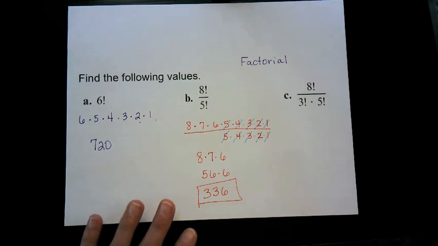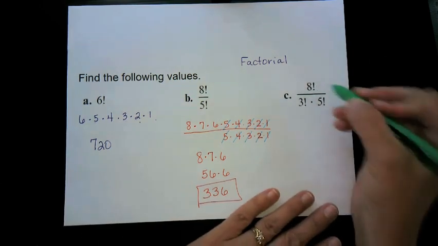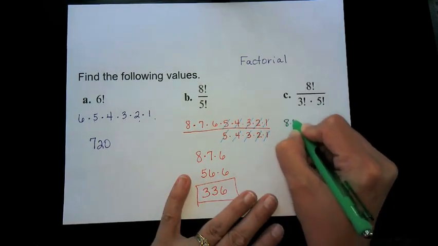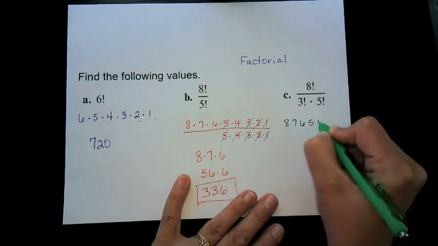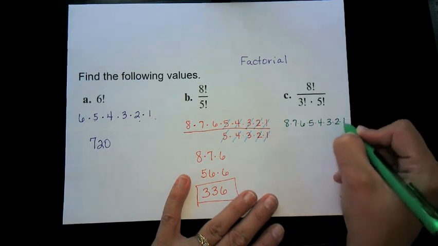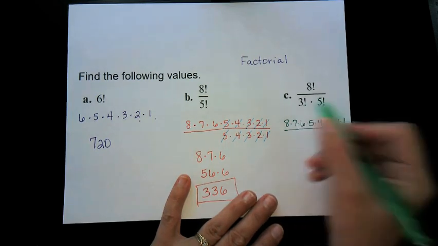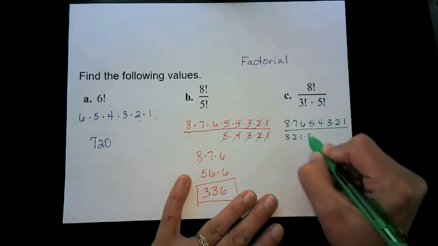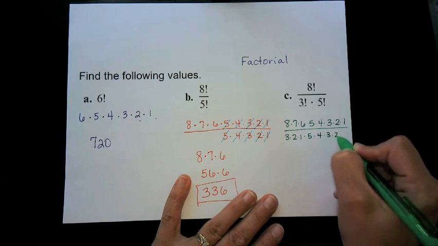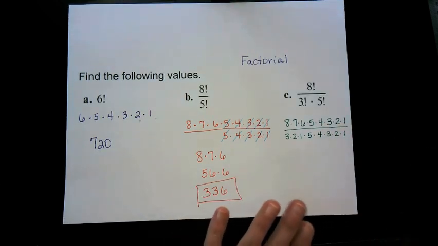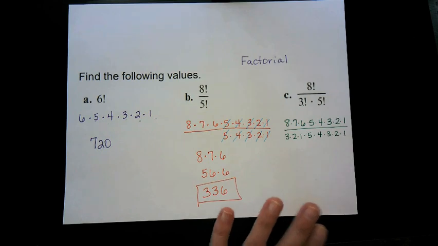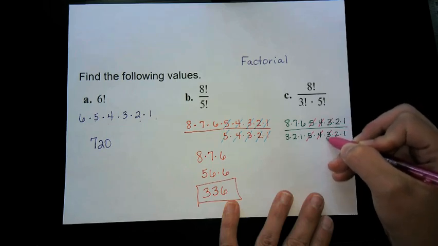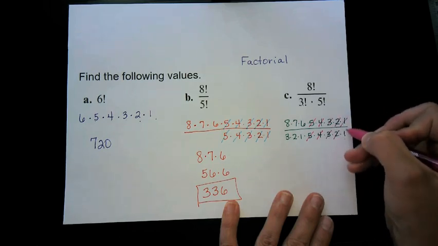All right, one more here. Let's do 8 factorial divided by 3 factorial times 5 factorial. So 8 factorial is 8 times 7 times 6 times 5 times 4 times 3 times 2 times 1. Okay, and then we have 3 factorial, which is 3 times 2 times 1. And then we have 5 factorial, which is 5 times 4 times 3 times 2 times 1. Okay, so let's cancel, just like we did on the previous example. 5 divided by 5 is 1. 4 divided by 4 is 1. 3 divided by 3 is 1. 2 divided by 2 is 1. 1 divided by 1 is 1.